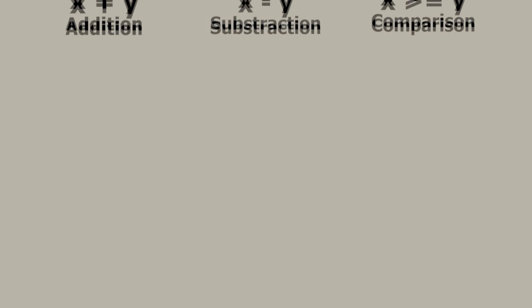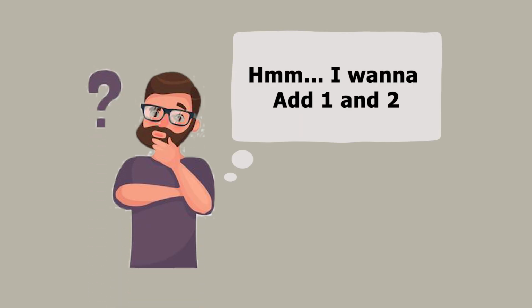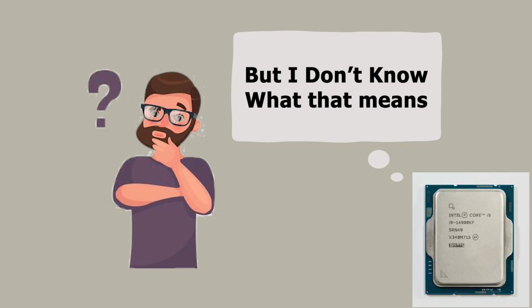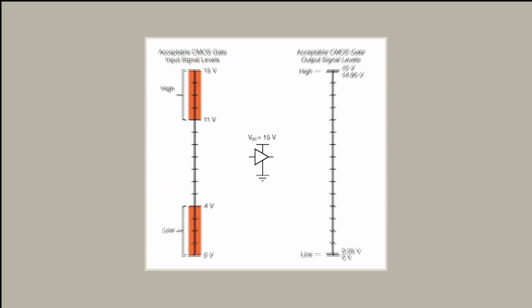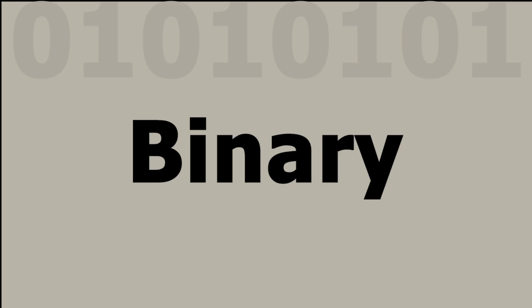But the problem is, how do we communicate to the CPU our intentions? For example, how do we tell the CPU, hey, take these two numbers and add them? This is made even more difficult by the fact that, for physics reasons we will get into later, CPUs can only understand a single language, that is binary. So, how do we solve this?